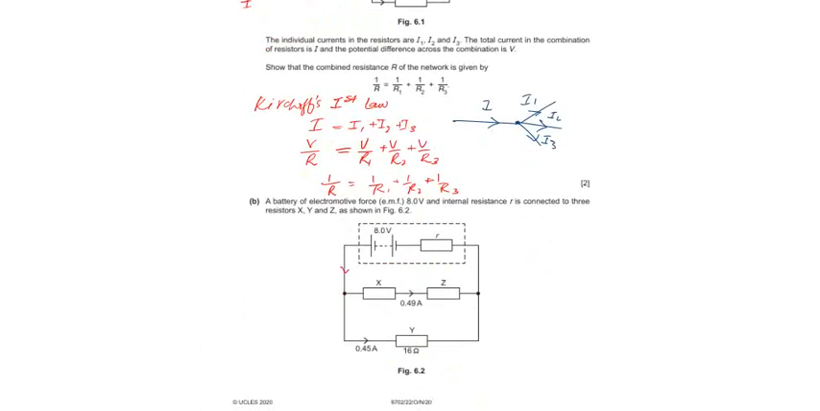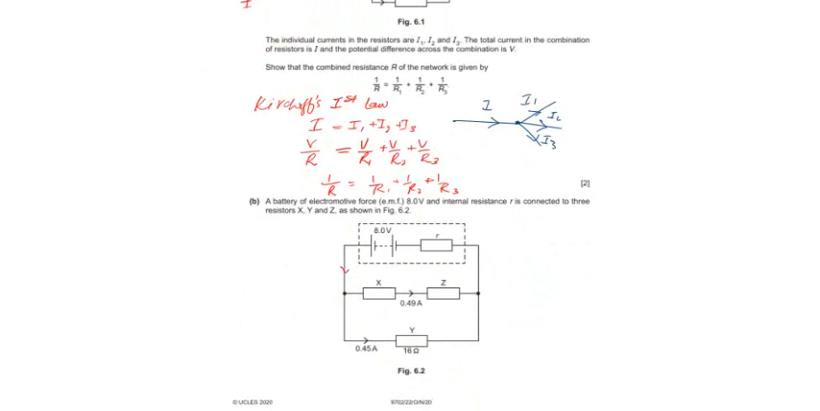So a battery of electromotive force 8 volt and internal resistance small r is connected to three resistors X, Y, and Z as shown in this figure. The current passing through X and Z is 0.49 ampere, and through Y is 0.45 ampere. A 16 ohm resistance for Y is given. So that means the current I coming from this point is distributing to 0.49 plus 0.45 ampere.